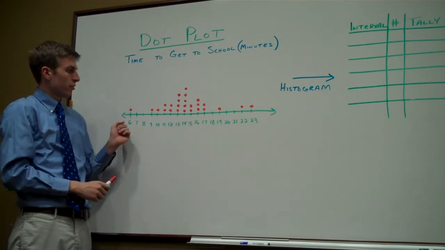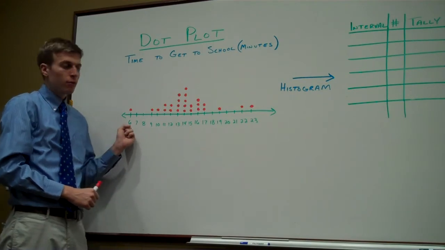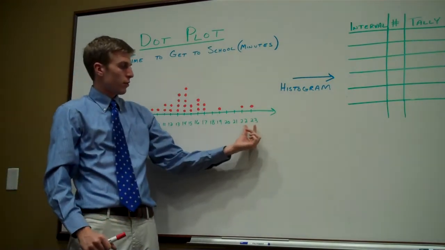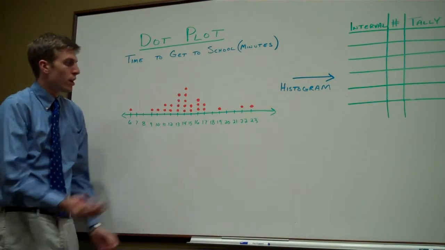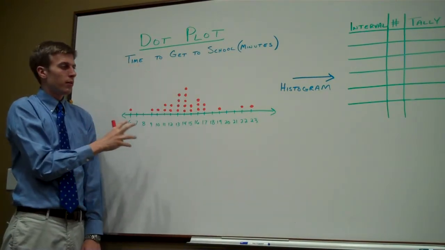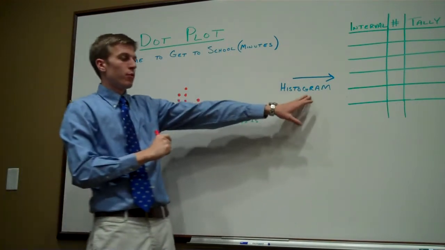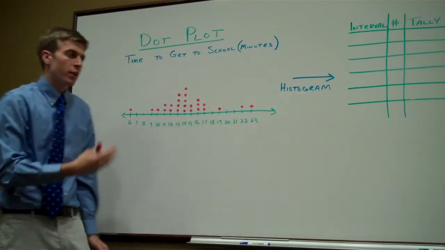You should also notice there's a few outliers here. One student lives particularly close, they live 6 minutes away, and then 2 students live 22 and 23 minutes away. What we're going to talk about today is how to move from a dot plot, which is one way to express one variable data, to a histogram, which is a separate way to express one variable data.